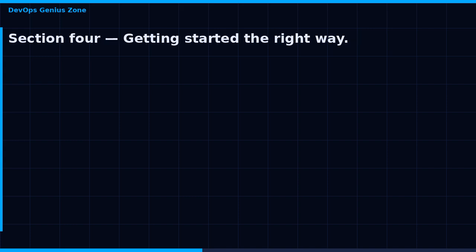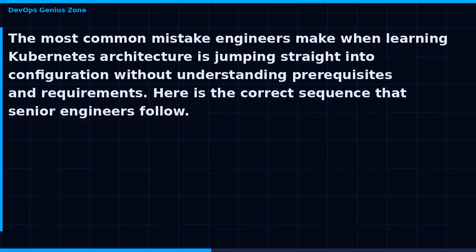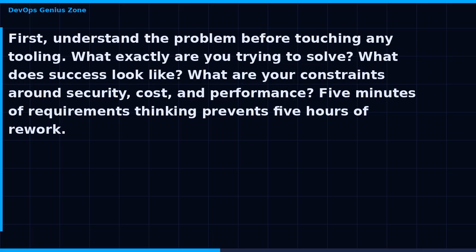What does success look like? What are your constraints around security, cost, and performance? 5 minutes of requirements thinking prevents 5 hours of rework. Second, start with the simplest working setup. Get something running end to end before adding any complexity. Every layer of complexity you add before having a working baseline makes debugging dramatically harder.